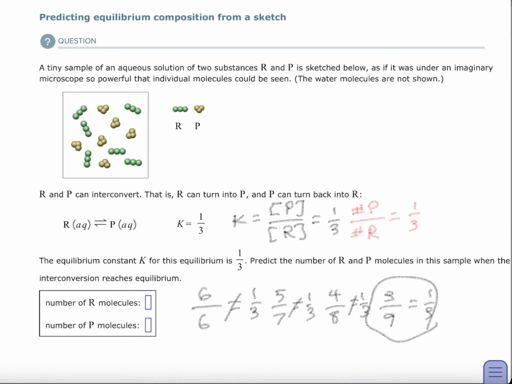Well, my 3 is my P. So in this example, my P molecules are going to be 3 of them, and I'm going to have 9 molecules, which are my R's. So this is more of a visual type of problem. I hope it helped.